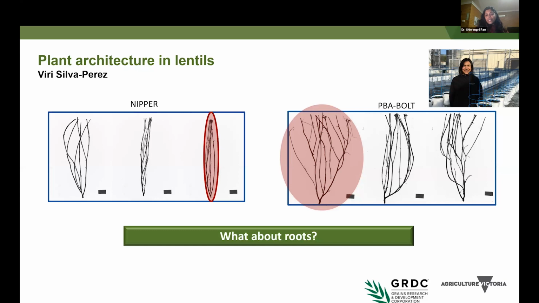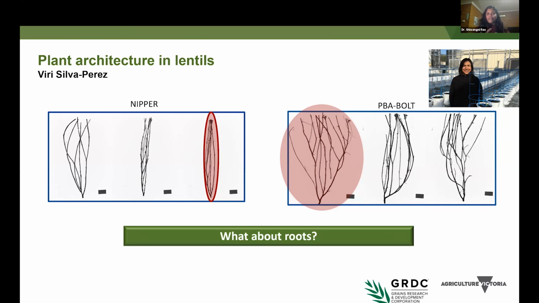However, very little is known about the root architecture, and this is mainly because roots are very hard to study. You need to dig, wash, scan to get to the data, whereas with the above ground architecture, you can take images, you can visually score them, and it's a more high throughput way of identifying the traits. However, roots are important and we do need to study them.